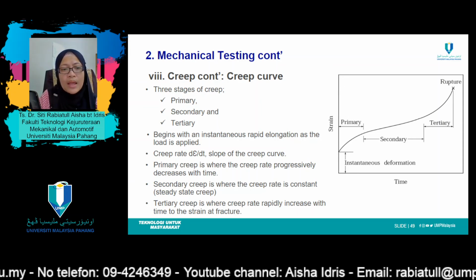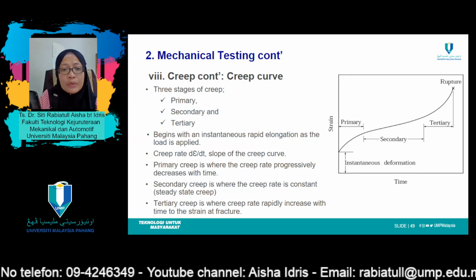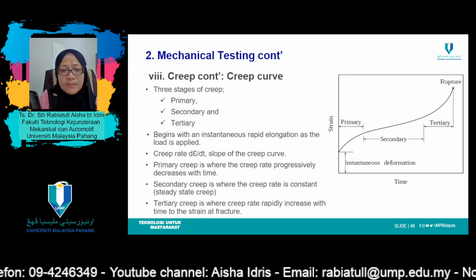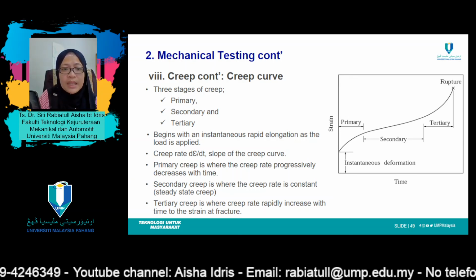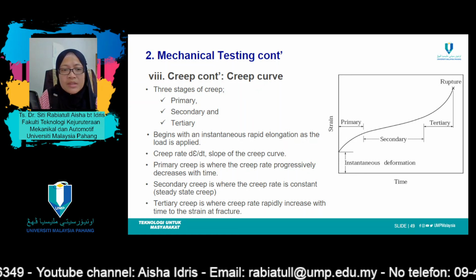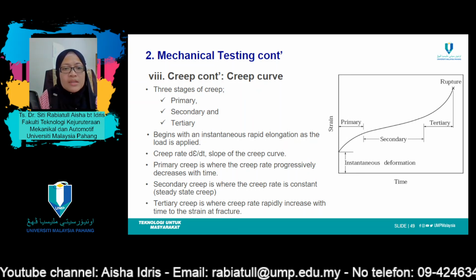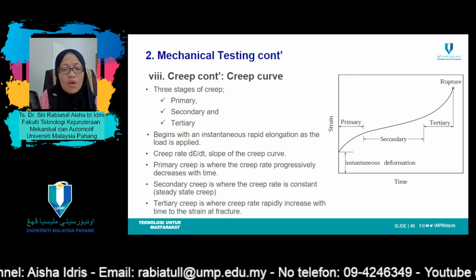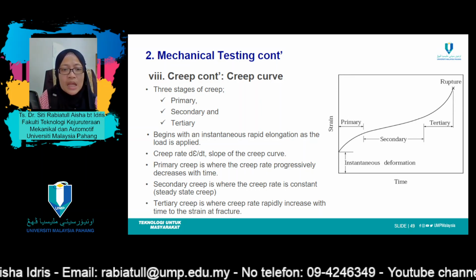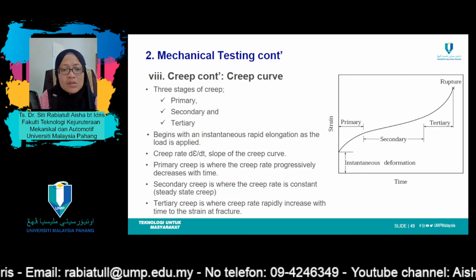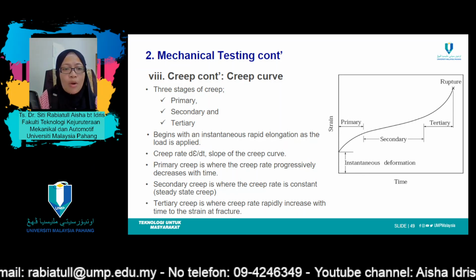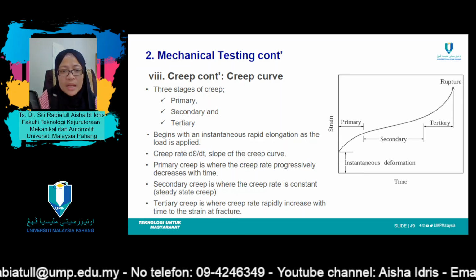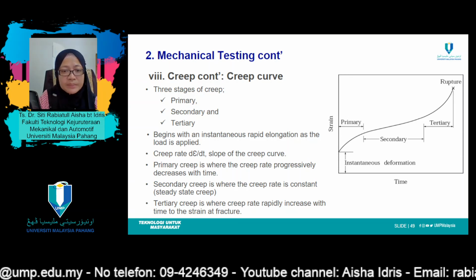also called steady state creep, the rate is constant. That is, the plot becomes linear in this section. That is often the stage of creep that is of the longest duration. The constant creep rate is explained on the basis of a balance between the competing processes of strain hardening and recovery.